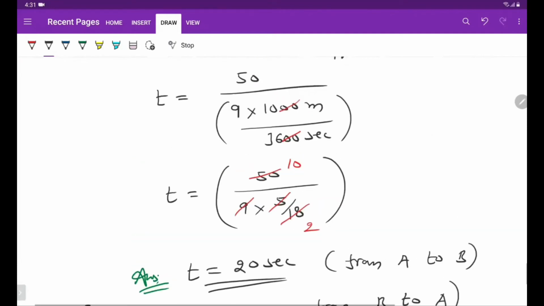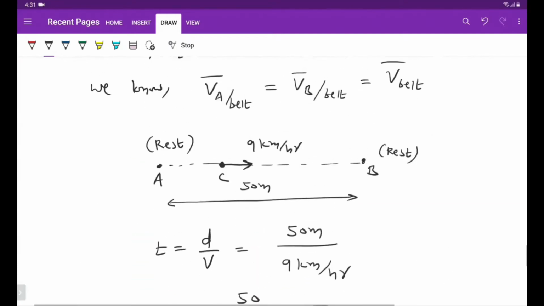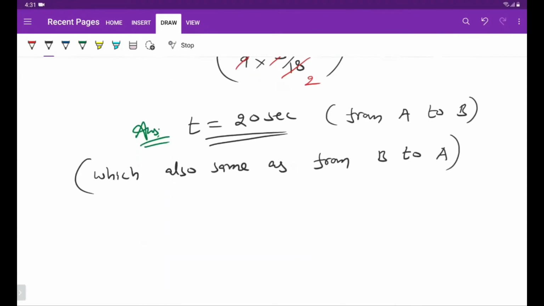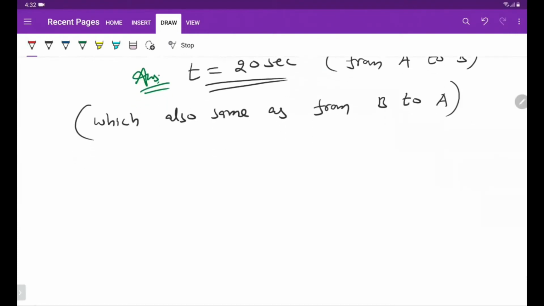With respect to the belt, the speed of C is always 9 km per hour, whether he is moving to the right side or to the left side. With respect to the belt, the speed of C is constant. So that is the reason the A to B or B to A time is the same. Okay, next situation.